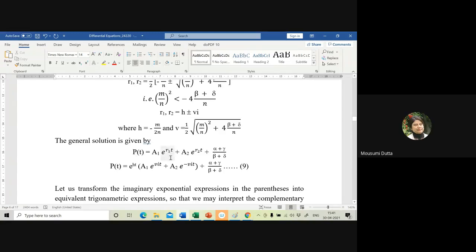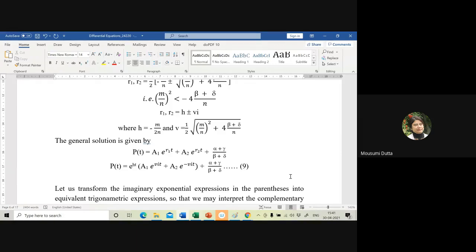Okay. So in place of R1, I am writing h plus vi. In place of R2, I am writing h minus vi. So basically, here e to the power ht plus vit, and here ht minus vit. And I am taking e to the power ht common, and I am getting this result. Yes, thank you, ma'am.